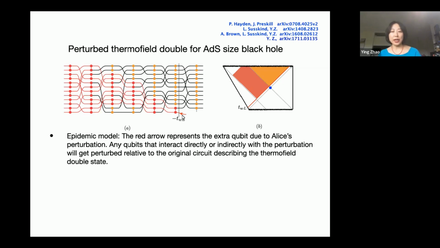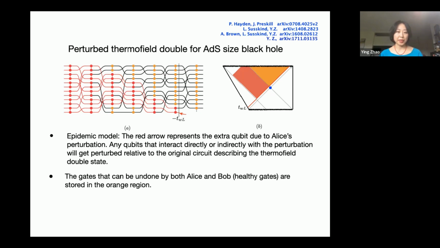You might ask why I introduce the extra qubit. The reason is that the perturbation increased the black hole's coarse-grained entropy. So we represent this increase of coarse-grained entropy by this extra qubit. From this toy model, any qubits that interact directly or indirectly with the perturbation will get perturbed relative to the original circuit, which I appended in red here. All these qubits are now affected by this red one.